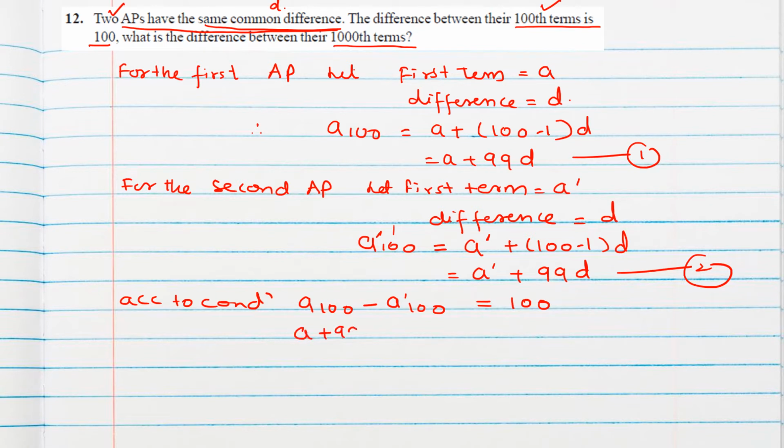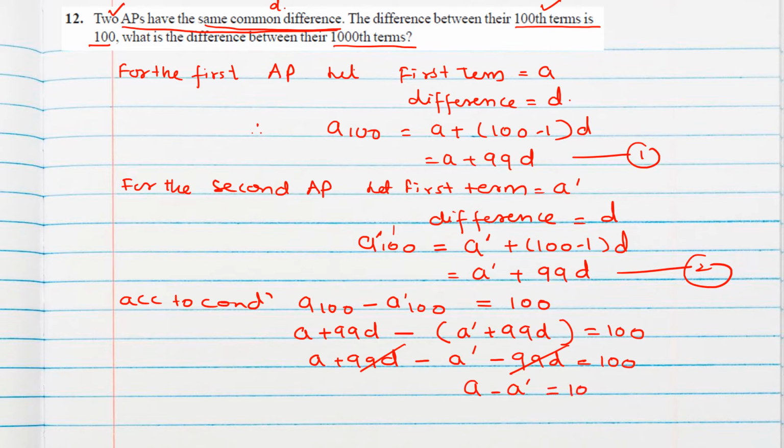A plus 99 D minus A dash plus 99 D equal to 100. So A plus 99 D minus A dash minus 99 D equal to 100. See, this minus 99 D plus 99 D will go to 0. A minus A dash equals 100. So we will be using this one, A minus A dash equal to 100, in the next step.